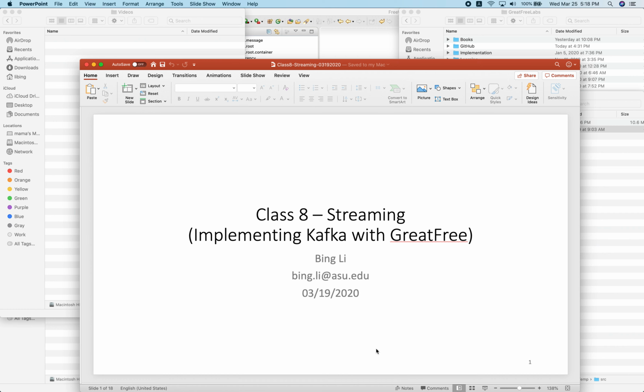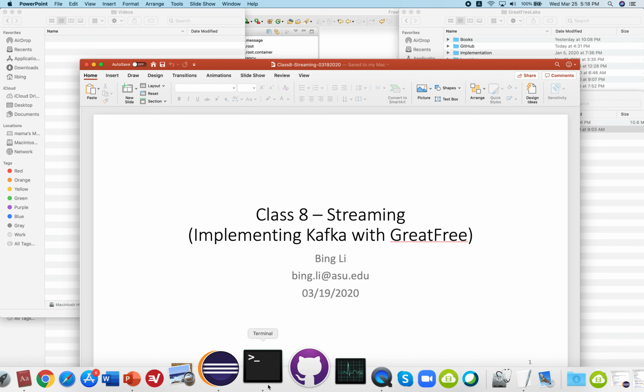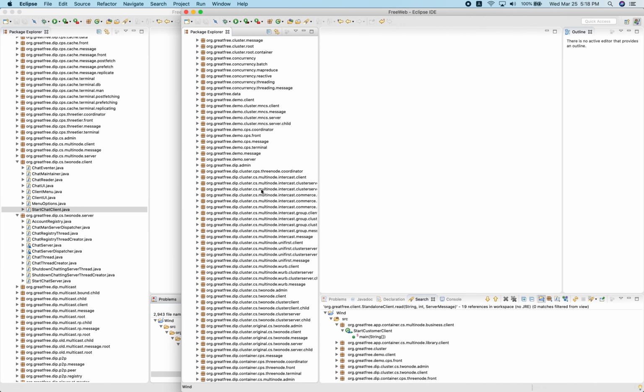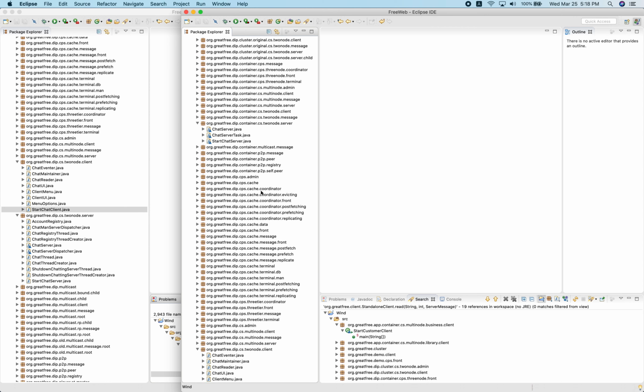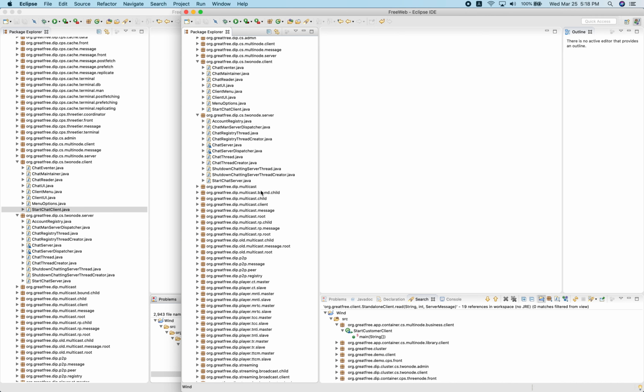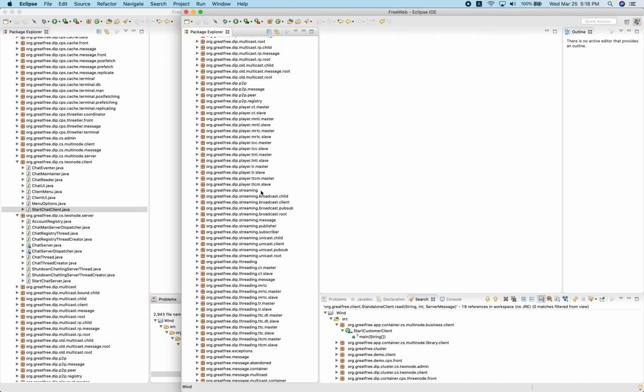Hello everyone. Today we'll continue to talk about streaming using GridFree. Last time we finished talking about the idea, the major approaches. This time we'll take a look at the code. Okay, let us open this code. Code here, streaming. You can find the code here.